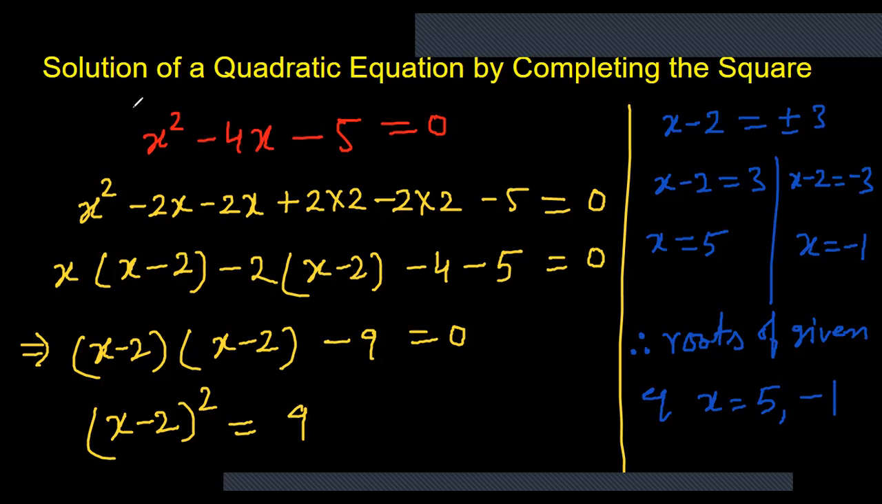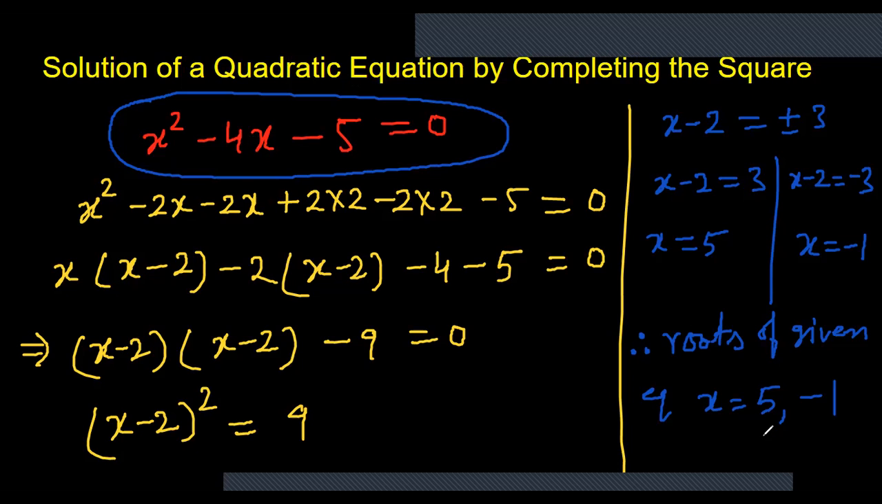You can check also: when you put x equal to 5 or x equal to minus 1 in this expression, you should get 0. Let's check. When you put x is equal to 5, 25 minus 25 is 0. And when you take x equal to minus 1, yes, you get 0 again, because this will become plus 1, plus 4, minus 5, which is 0. So both these roots satisfy our equation. So we have solved this given quadratic equation by completing the square.